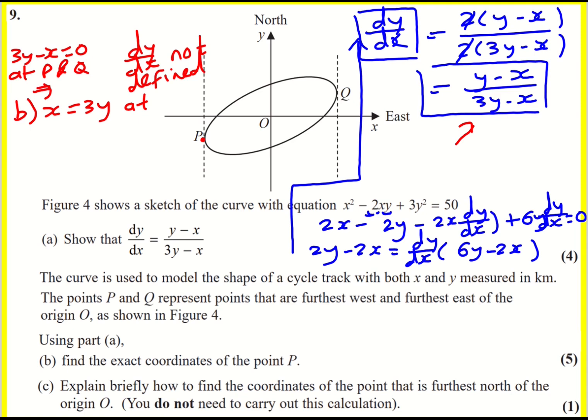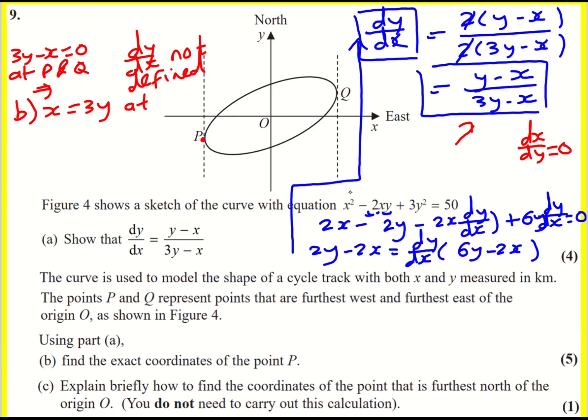Another way sometimes people think about it is that dx by dy is 0. So you'd have to flip this around rather. So 3y minus x is at the top, and then that fraction would be 0. And again, the top is 0. So I just prefer to do it like this, to be honest, but I've seen people talk about dx by dy being 0. Okay, well, we know that's true, but we don't actually have an x value yet.